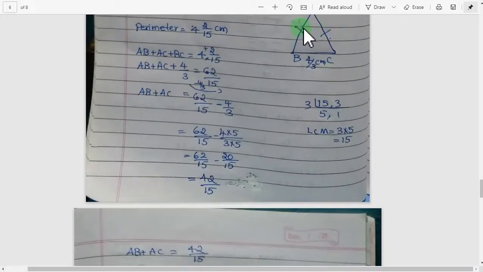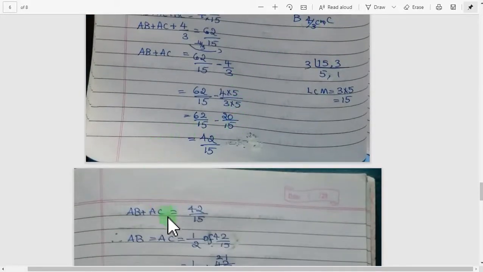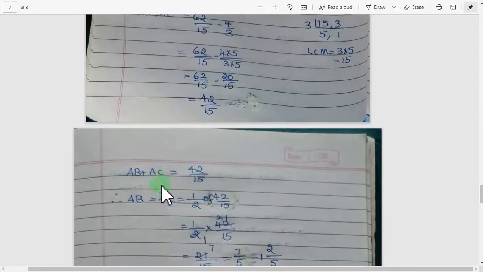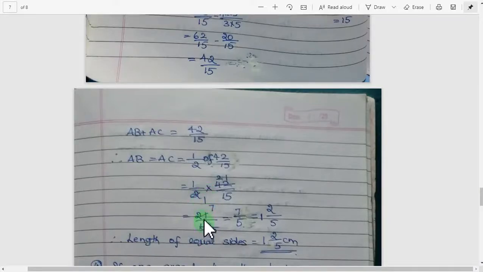But these two sides are equal, right? AB plus AC is 42 by 15. AB is equal to AC, which is half of 42 by 15, right? Because the sum of the two equal sides is 42 by 15. How to find the side length of these two sides separately? By making equal halves, since they are equal. Half of 42 by 15. Half means it is multiplication. So you will get 21 by 15.